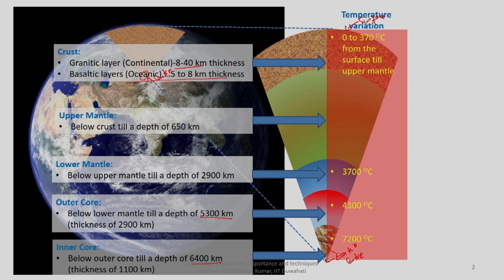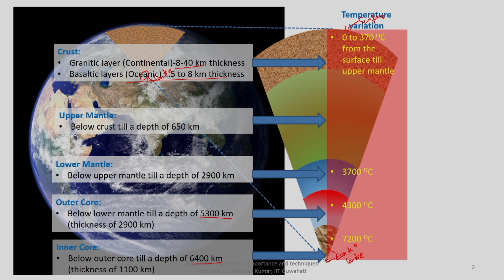Now, if you see in terms of temperature variation, on the ground surface during summer season we see temperature as high as 42 degrees centigrade, and in winters you can see the temperature on the negative side. But if you see the temperature variation with respect to the depth of the earth, near the surface it is 0 to 370 degrees centigrade, starting from the surface till the base of the crust.